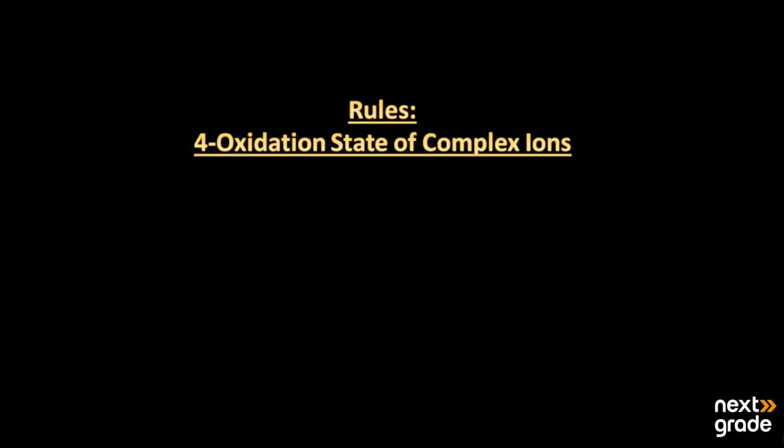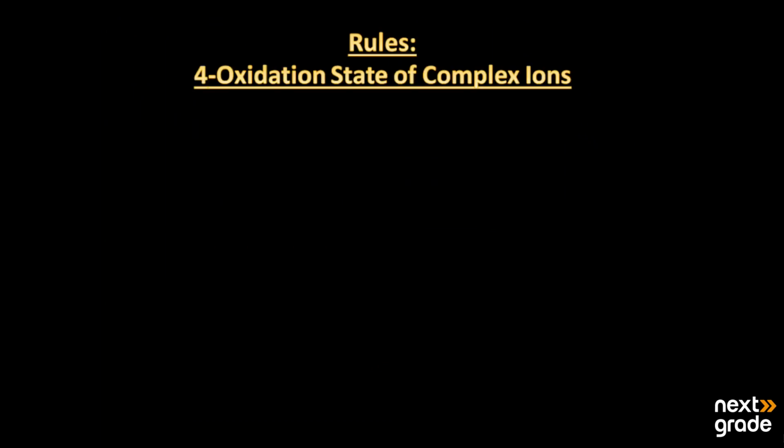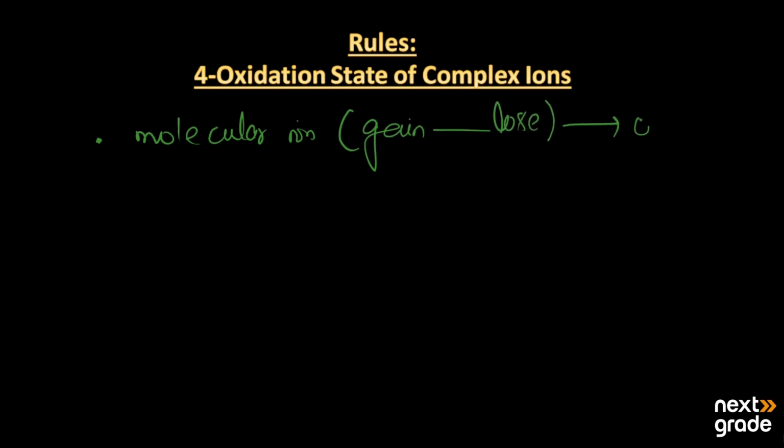Now here we have the fourth and last rule, the oxidation state of complex ions. Complex ions are also called molecular ions. When a molecule gains or loses electrons, then it carries a charge, which is known as its oxidation state.